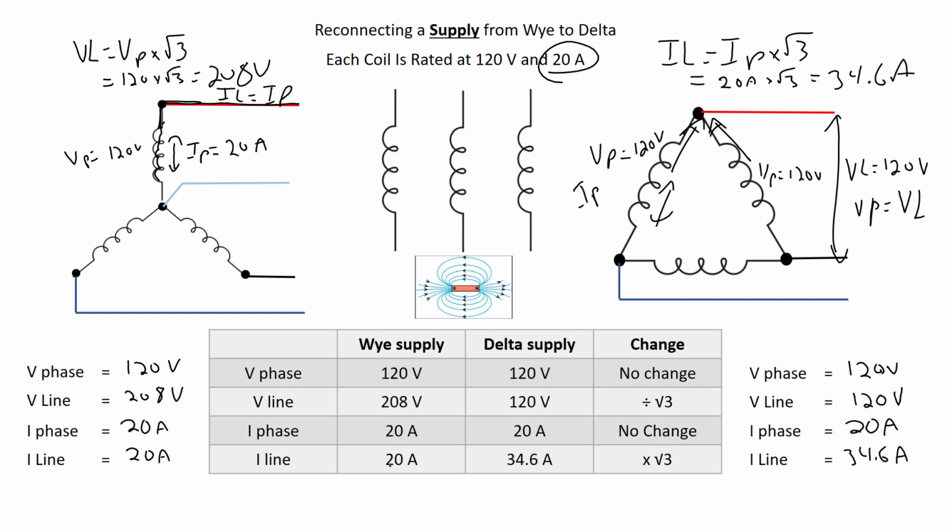Well, in Y, line current is the same as phase current. So we've got 20 amps. But when we compare it to delta, line current is root 3 higher than phase current. So, when comparing the two values, 20 amps to 34.6 amps, we'd see it has a difference of root 3. So the line current would be root 3 higher in delta than in Y.